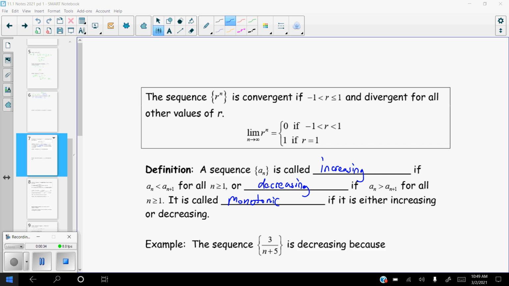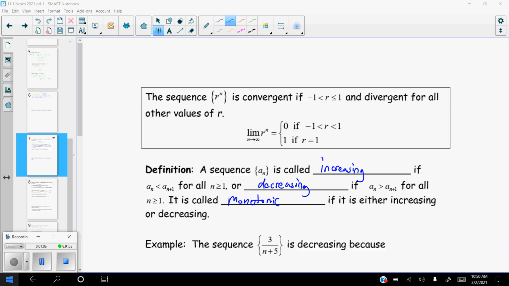Or you could say that it's decreasing if the current term is always greater than the next term, or the next term is always less than the current term. Therefore, the sequence would be decreasing. It's called monotonic if it's either increasing or decreasing. And I like to add the word strictly there, so it's only ever increasing or only ever decreasing. It never changes direction. So that would be something which is called monotonic.